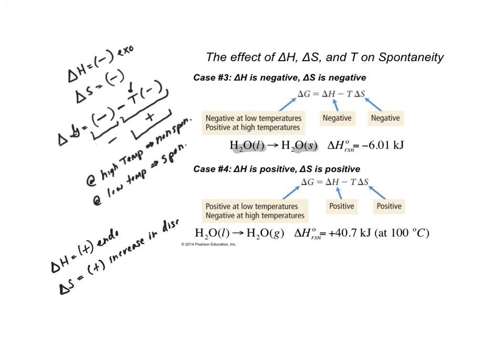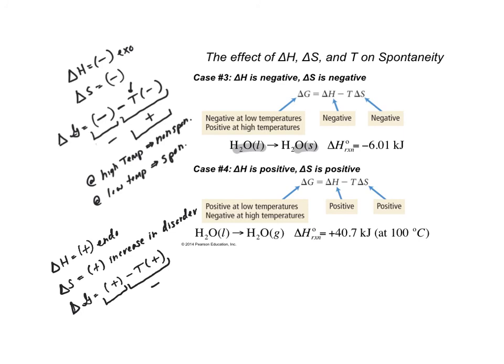So now, when we plug this in, we have delta G is equal to a positive minus T times a positive. So again, we still have this battle between enthalpy versus entropy. But now, who's going to win at high temps? They're always going to win at high temps, but who's going to win and make the reaction spontaneous?